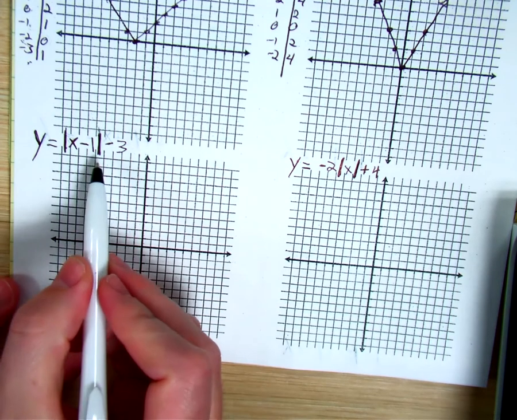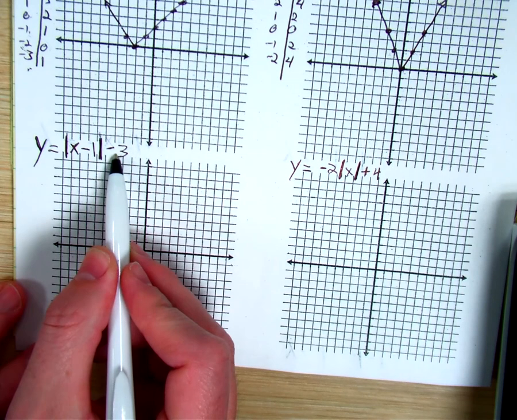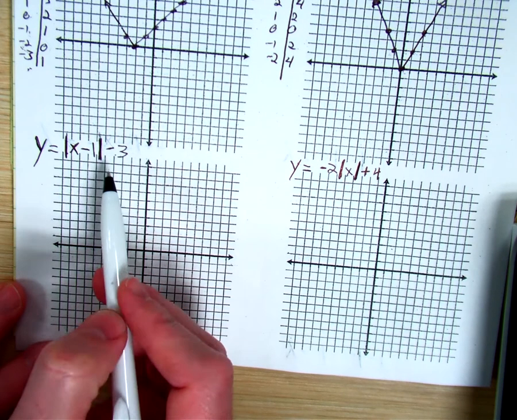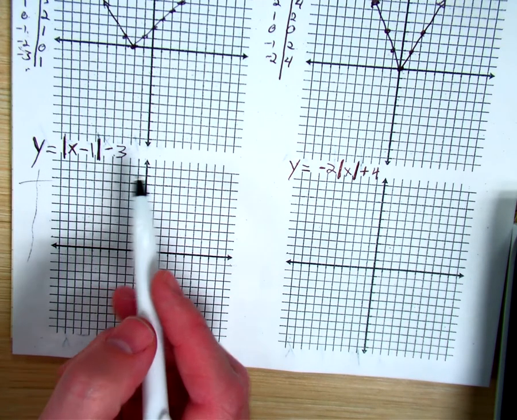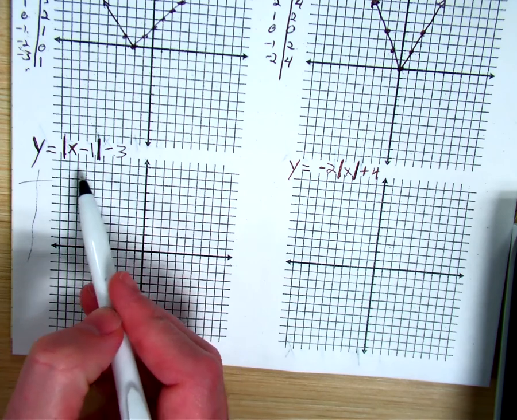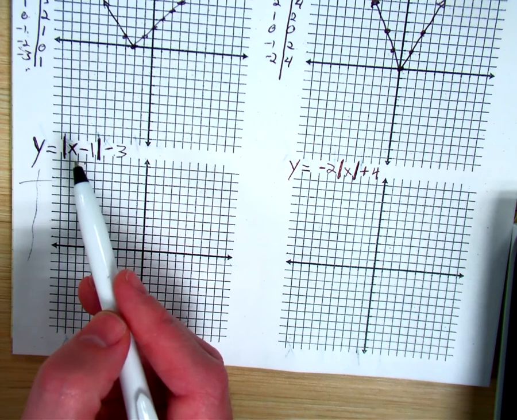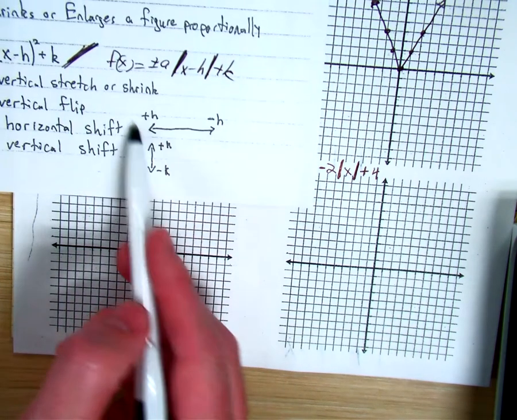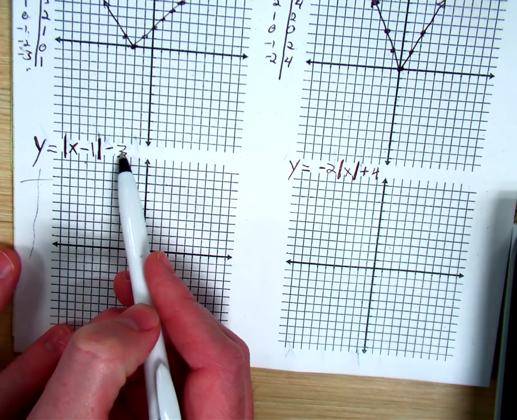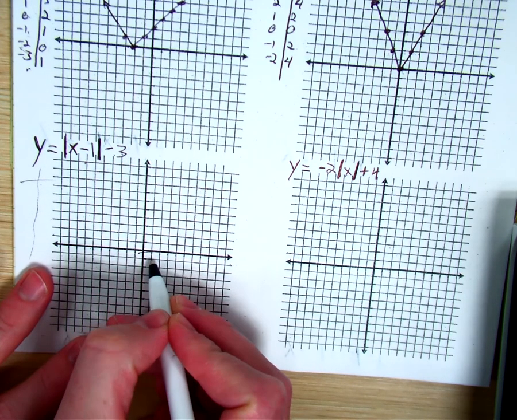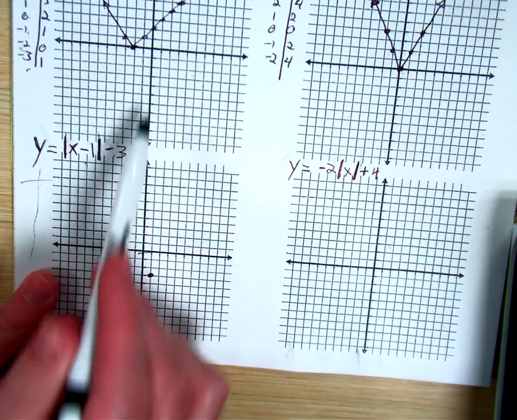All right. Ooh, we got a double shifter. -1 on the inside, -3 on the outside. If you want to do the T-chart, go ahead and do the T-chart. I'm going to try to do something crazy here. Let's try to do this without a T-chart. So -1 should move it which way? 1 to the right. -3 is going to move it down 3. So I'm going to go 1 right, down 3: 1, 2, 3. And that's my middle point, the point of the V.